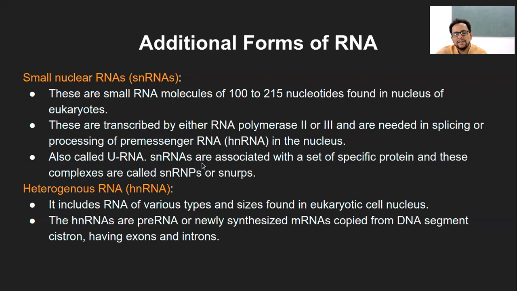And these complexes are called snRNPs, or SNRPs: small nuclear ribonucleoproteins. SN, small nuclear ribonucleoproteins, snRNP or SNRPs. SNRPs is the most commonly used terminology. So these are the small nuclear RNAs involved in splicing.